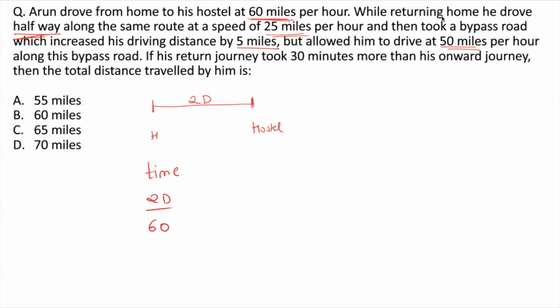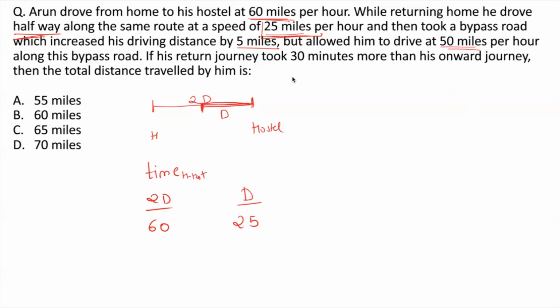But while returning, he drove halfway along the same route. He's covering a distance of d, let's say, at the speed of 25 miles per hour. The distance is d and the speed is 25. So time will be distance upon speed. Home to hostel total time we have found as 2d upon 60. And now halfway, when he returns from hostel to home, the distance d he has covered at 25 miles per hour. So what is the time taken? The time taken will be distance upon the speed, d by 25.